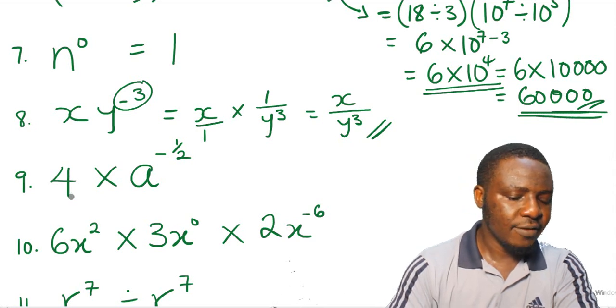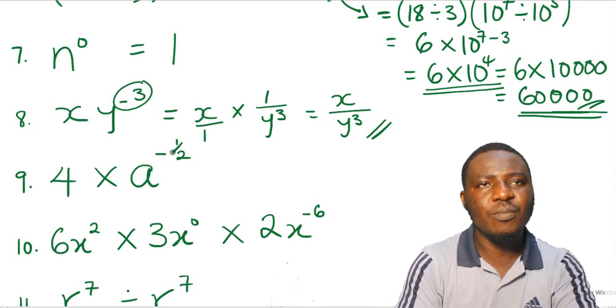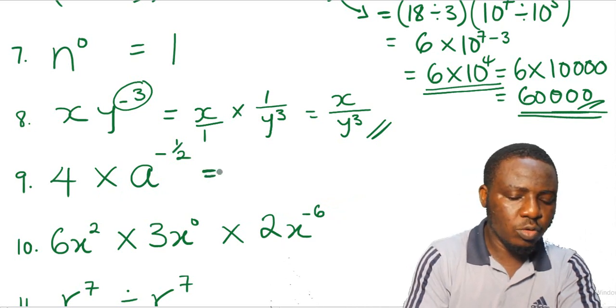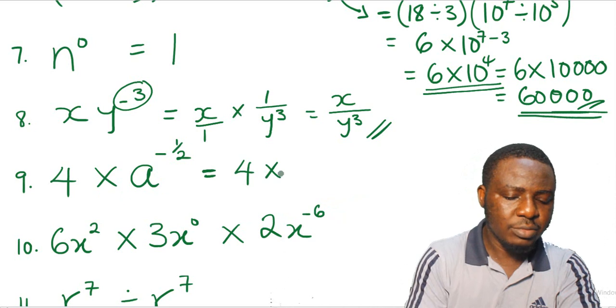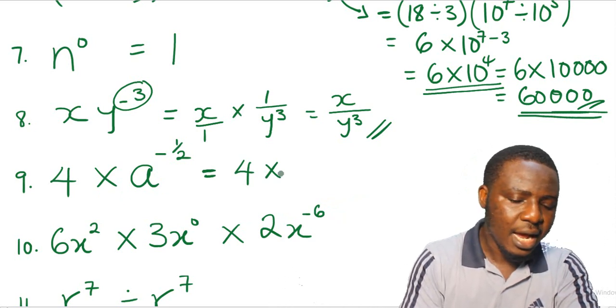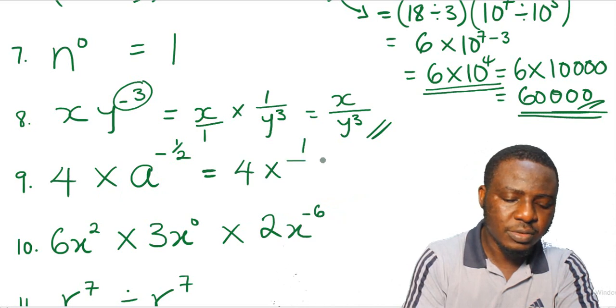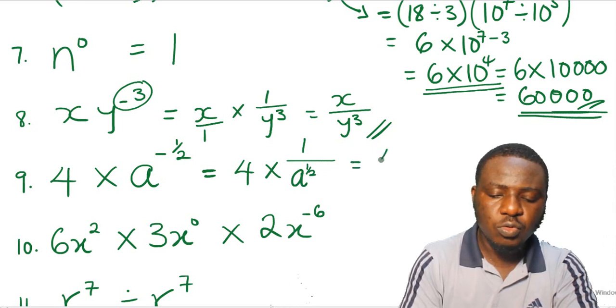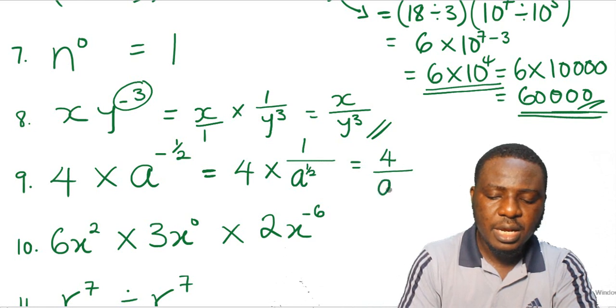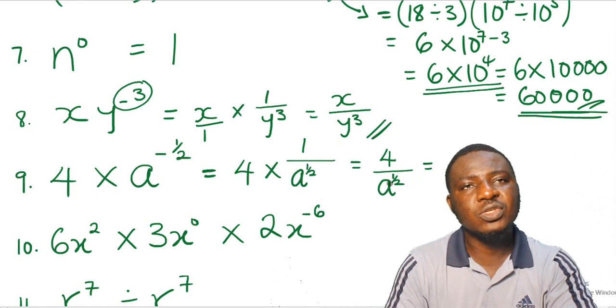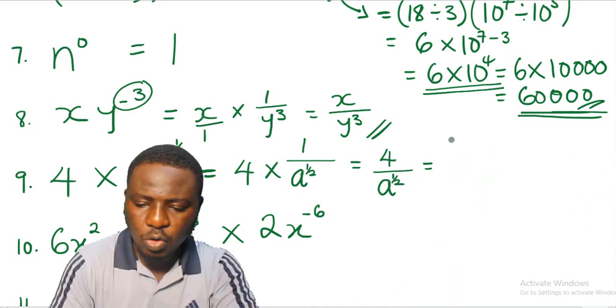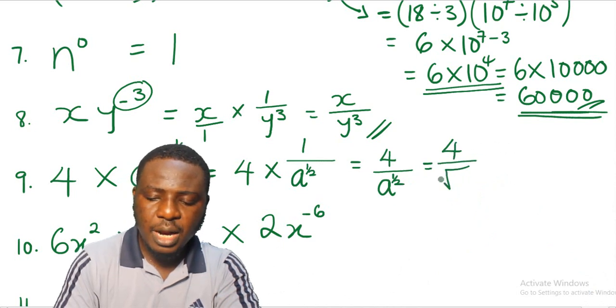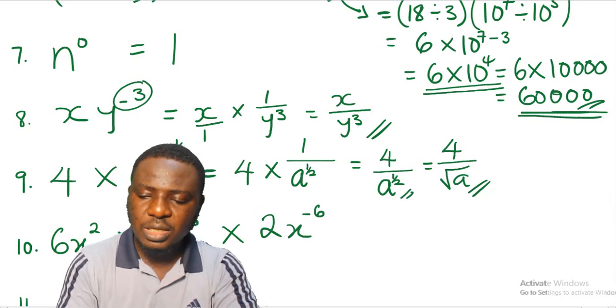Number 9 is 4 times a raised to the power of minus 1 over 2. This is equal to 4 times 1 divided by a raised to the power of half, which is equal to 4 divided by a raised to the power of half. And anything raised to the power of half simply means the square root of that variable. So this can also be written as 4 divided by root a. So you can either leave it in this form or in this form, and your answer will still be the same.